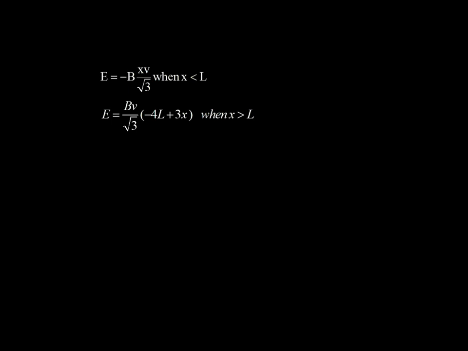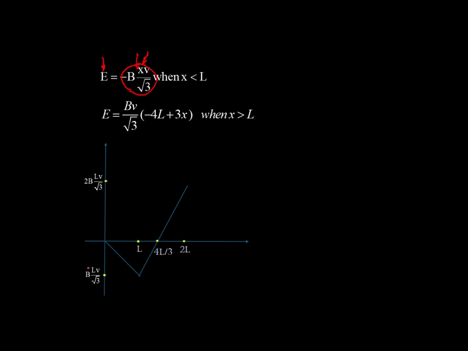We have to graph these two. So this is the graph. You can now verify. When x is 0, EMF is 0, so the graph starts from the origin. When x is approaching L, this value will go to minus BLV by root 3 when x is equal to L here. Since it is linearly varying with x, it's a straight line graph from here to here. This part is also a straight line.